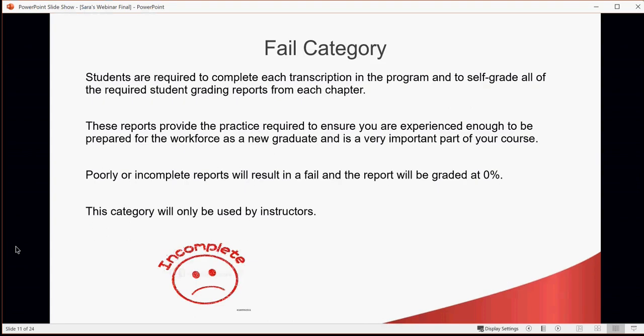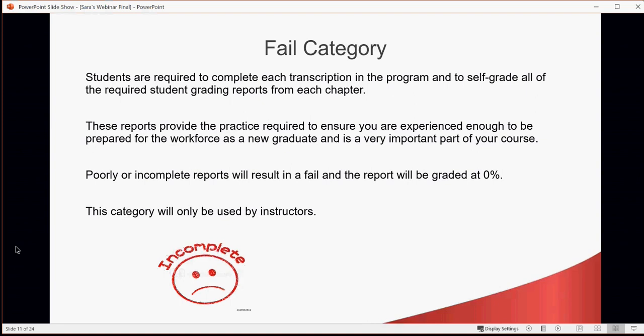Fail category. Students are required to complete each transcription in the program and to self-grade all of the required student grading reports from each chapter. These reports provide the practice required to ensure you are experienced enough to be prepared for the workforce as a new graduate and is a very important part of your course.